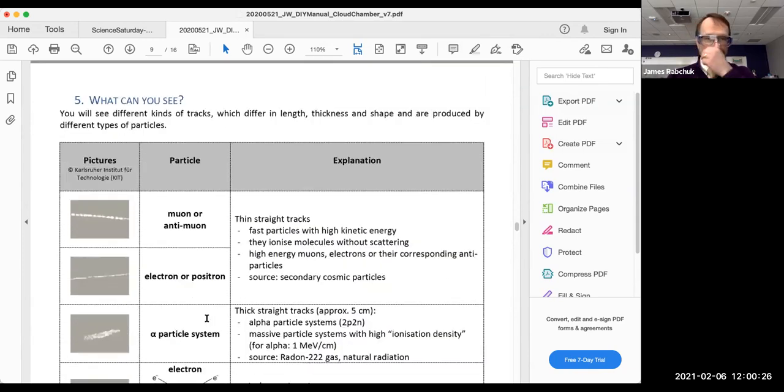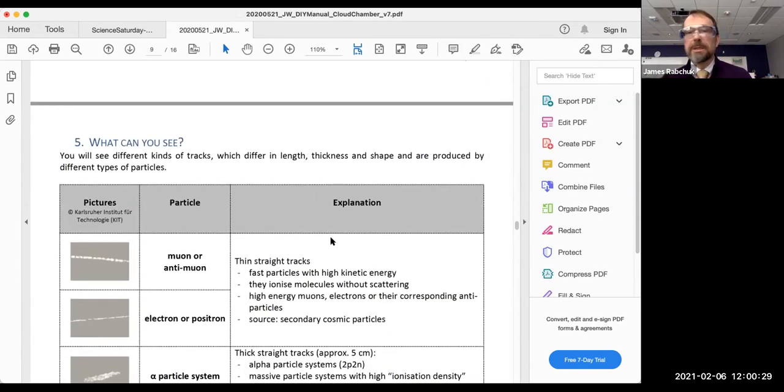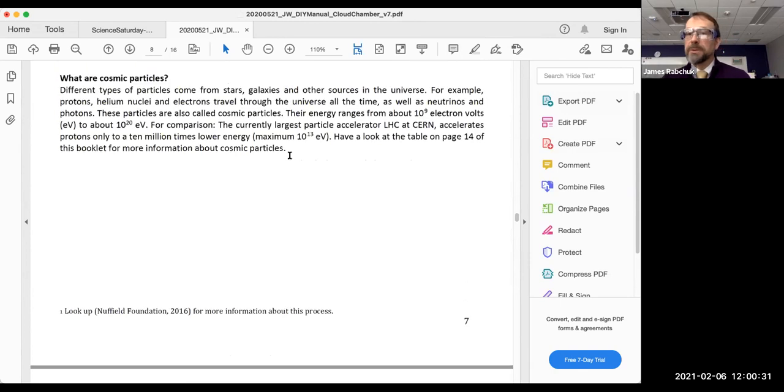So this is a very nice resource from CERN, so you can build your own. But if you want to talk to an expert about how to build one, you can talk to me, no problem. Let's go back to our chamber and see what's happening. I'm going to go ahead and turn this off.